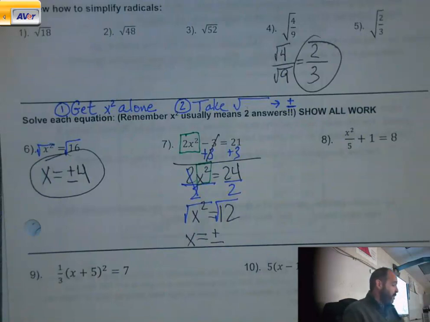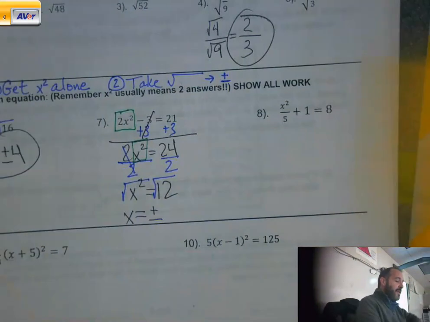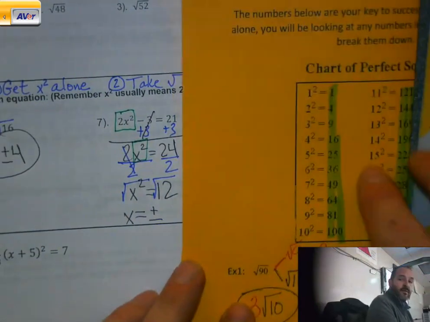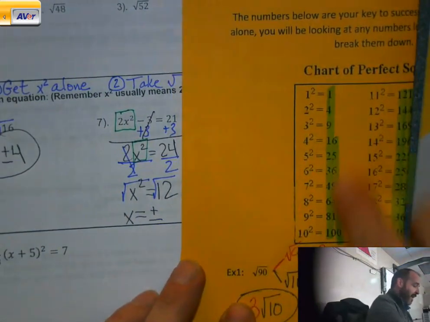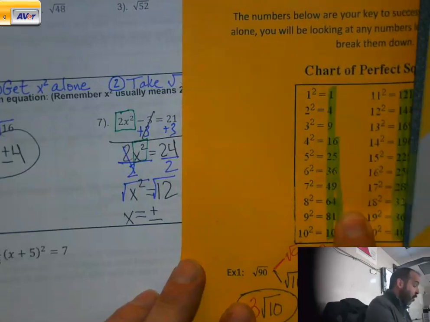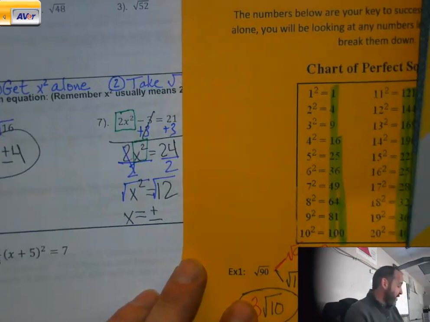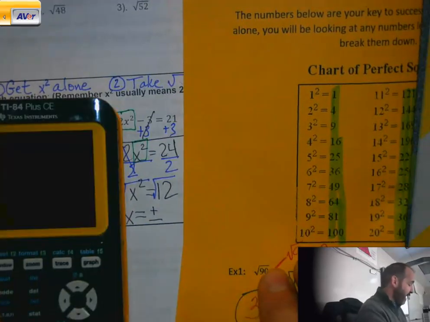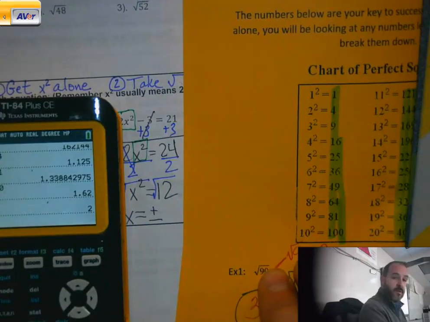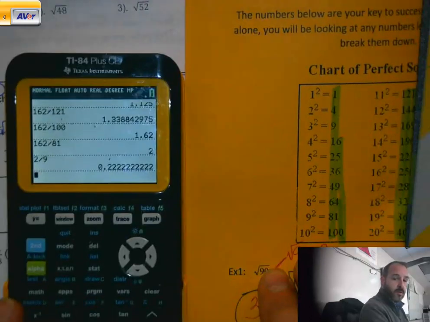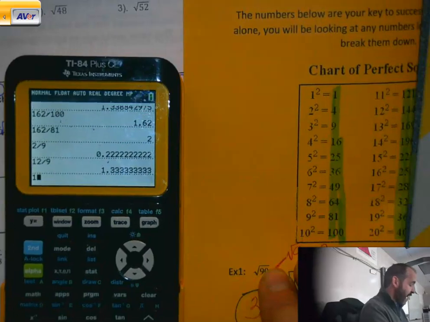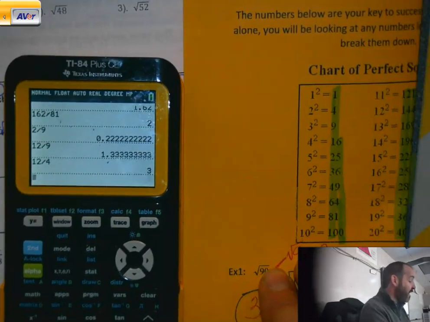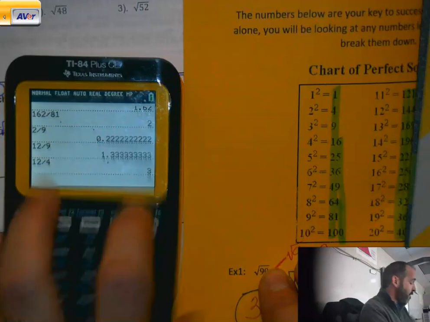Now, 12 is not in my green part, my perfect square part. So it doesn't mean I'm done necessarily. Again, look at your numbers that are less than 12. Ooh, 2, where'd 2 come from? 9 does not go into 12, but 4 does, 4 and 3.